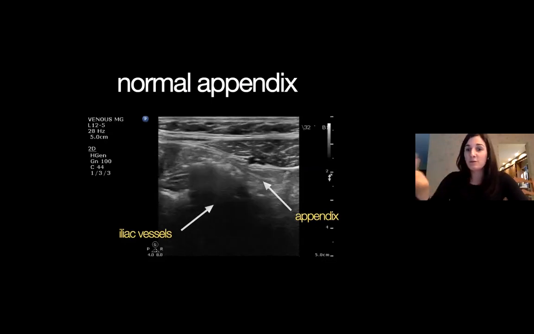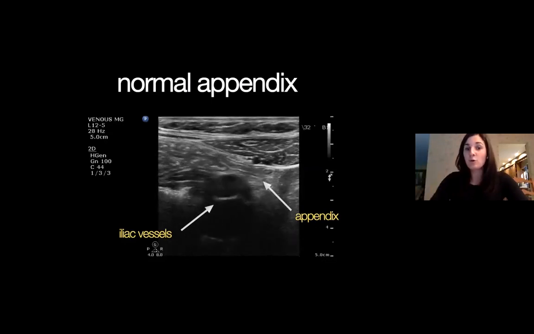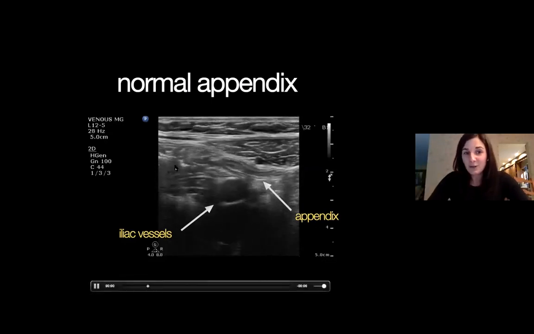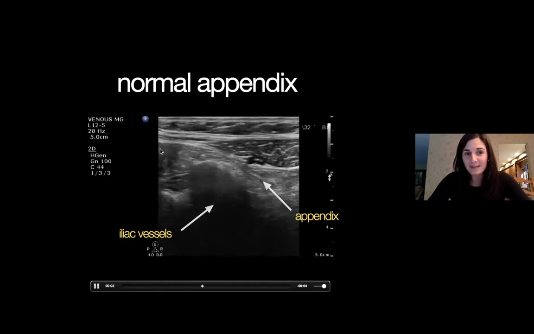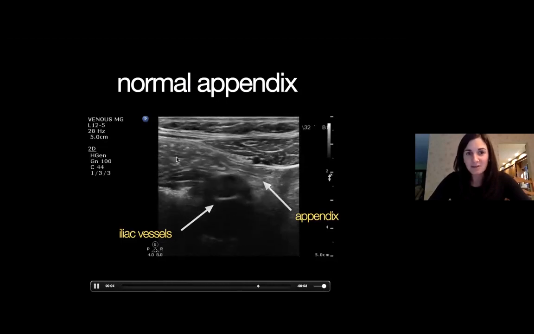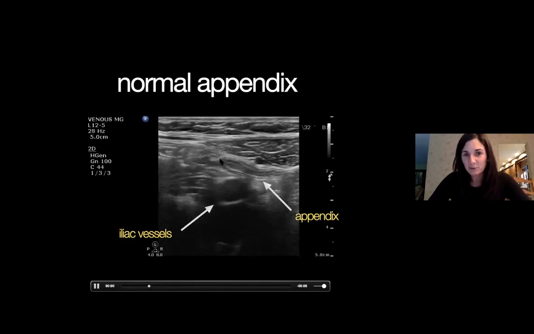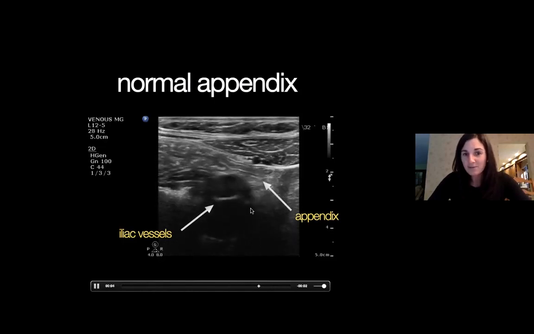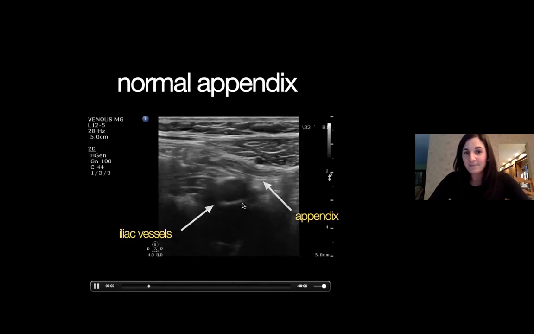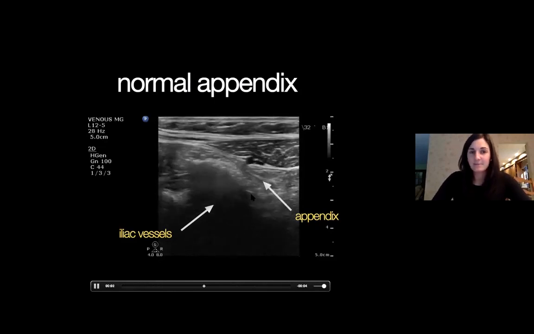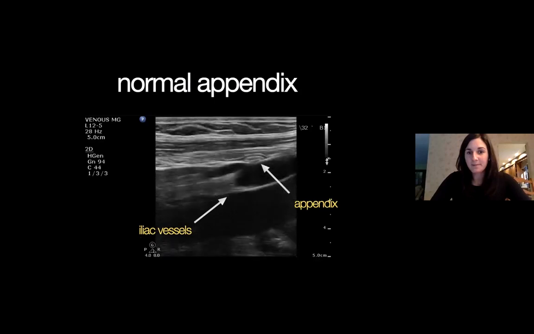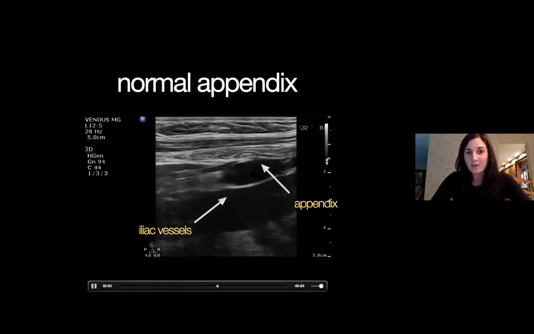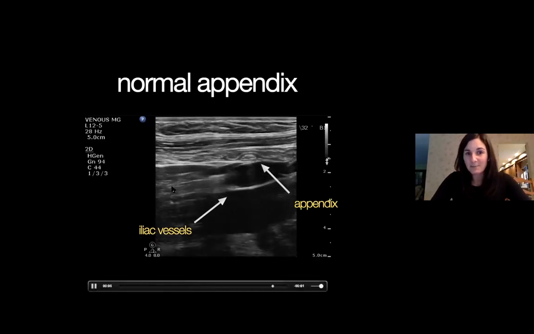This is actually a video of another normal appendix. Again, look at that dirty gas here. Great example. Speckled, there's a lot of artifact, and it tapers down into a very nice little thin tubular structure right above the iliac vessels. Very nice. Normal appendix.